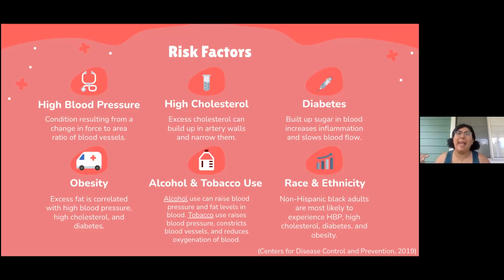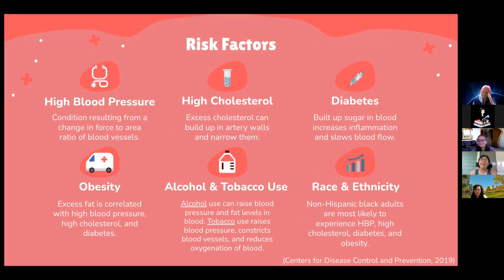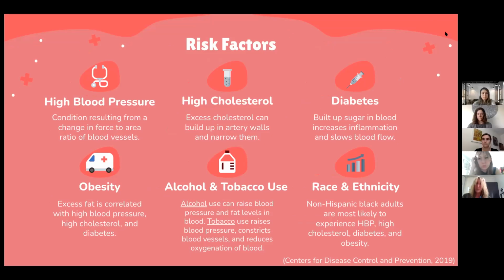So that can be an indicator of how hard the heart's having to work to make this happen. For high cholesterol, excess cholesterol can build up in artery walls. It's like pipes, right? And narrow them, meaning that the heart has to work harder to push blood through. With diabetes, regardless of whether it's type 1 or type 2, sugar builds up in the blood.